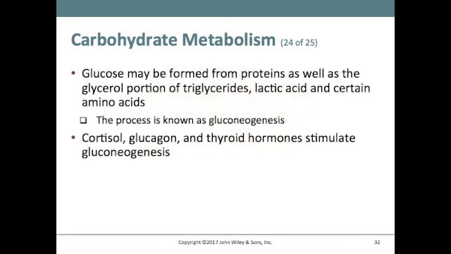Furthermore, glucose may be formed from proteins as well as the glycerol portion of triglycerides, lactic acid, and certain amino acids. This process is known as gluconeogenesis. Cortisol, glucagon, and thyroid hormones stimulate gluconeogenesis.